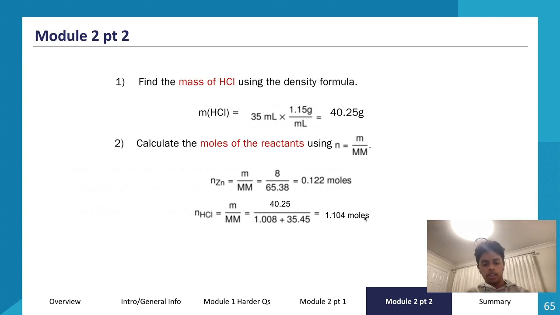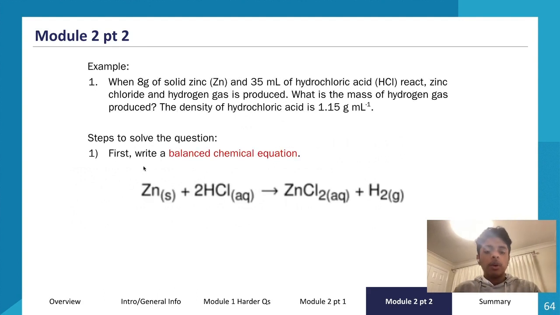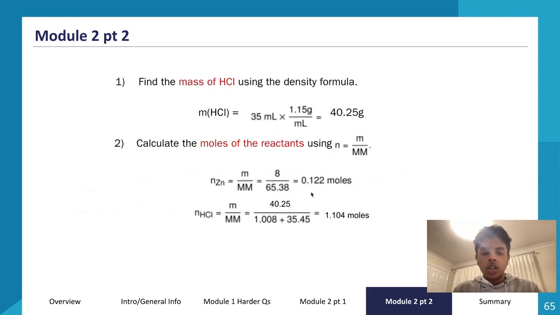Wait, actually it should be 40.25 divided by that, which gives 1.104 moles. So if this is the case now, what is the limiting reagent? Well, let's look back at the molar ratio, right? So if for every 1 mole of zinc reacted, 2 moles of HCl is needed, then for every 0.122 moles of zinc reacted, we need 0.244 moles of HCl to react it completely, right? Because it's in a ratio of 1:2. So all I have to do to find the number of HCl required is multiply 0.122 by 2 to get 0.244. So to react all of the zinc, all I need is 0.244 moles.